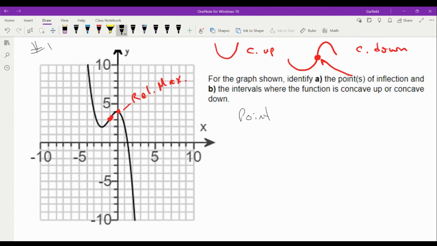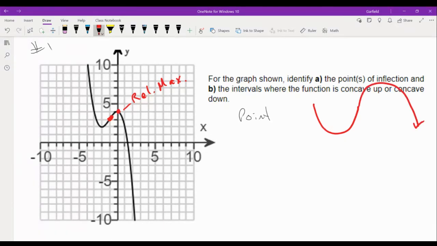So we're looking for the point of inflection, right? If you look over here, when we have a graph that looks like this, it's concave up. And when we have a graph that looks like this, it's concave down. Now, this is the point we're interested in. That's the point of inflection. The point of inflection is where it changes from up to down, or down to up.